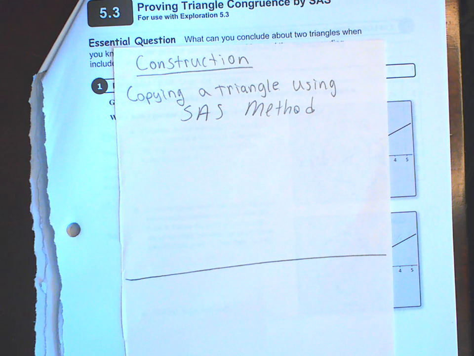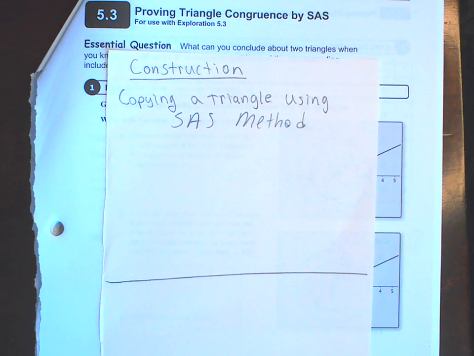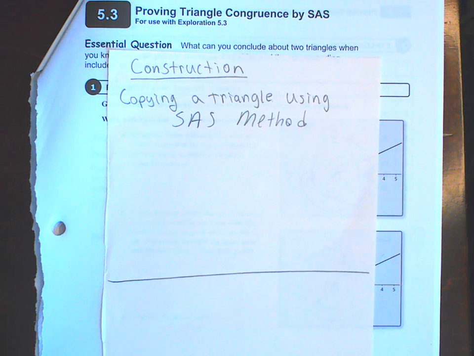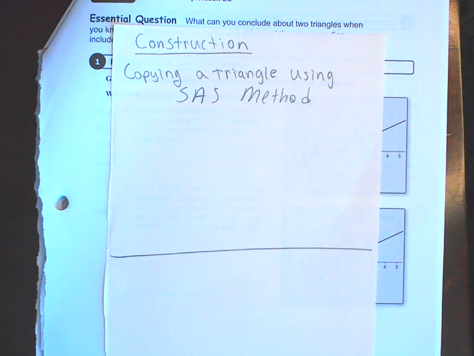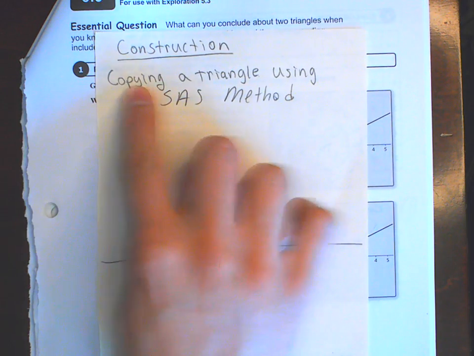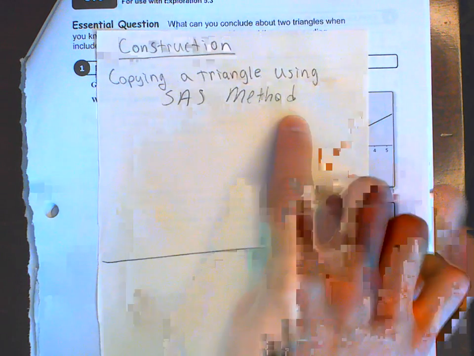Hi, welcome to lesson 5.3, proving triangle congruence by using the side angle side method. The first thing we're going to need is to start with a construction. So please make sure you have a half sheet of paper glued on page 133. The construction that we are doing is copying a triangle using the side angle side method.